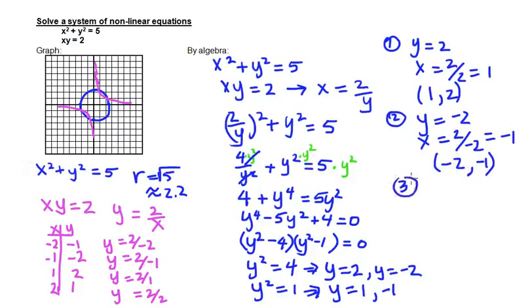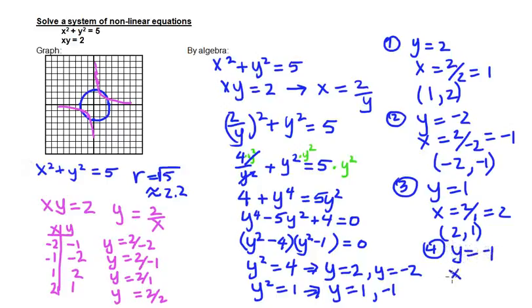From our third y value, we had that y was equal to positive 1, and plugging in, x is equal to 2 divided by 1, which is equal to 2. So we have the point 2, 1. And finally, for our fourth solution, letting y equal negative 1, we get that x is 2 over negative 1, which is a negative 2. And so this point is negative 2, negative 1.